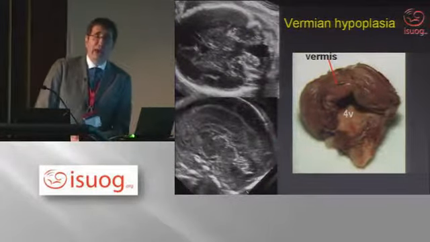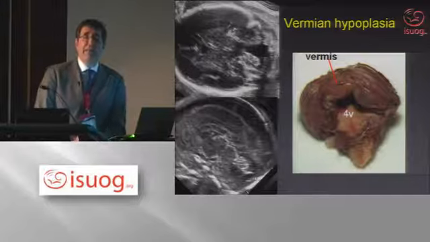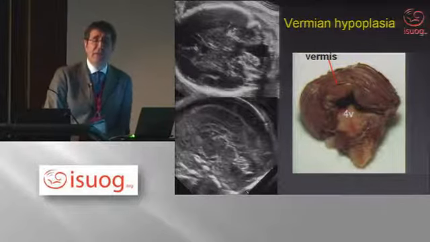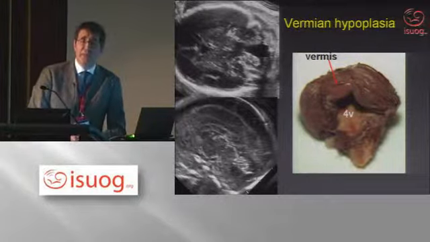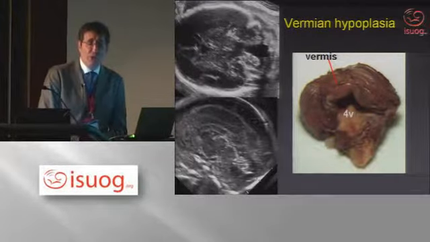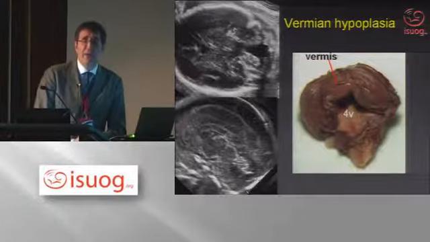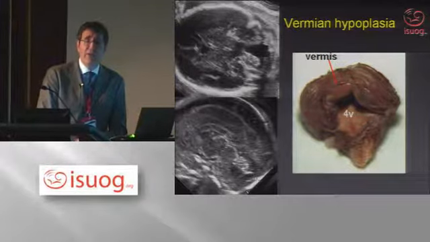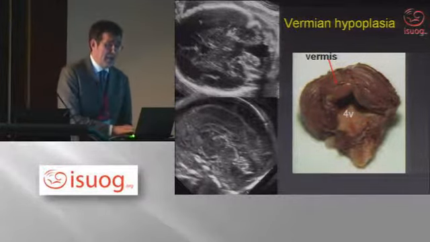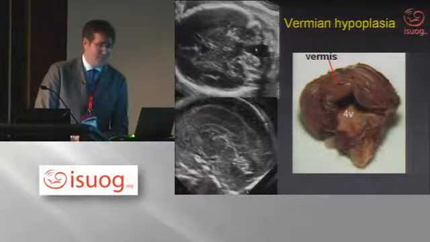This is vermian hypoplasia, the condition that used to be referred to as Dandy-Walker variant. Neuroradiologists had introduced this concept because it looks a bit like Dandy-Walker malformation, but it is really not. The main difference is that there is not an expansion of the cisterna magna. So the torcular herophili is in its normal position. And you make this diagnosis by demonstrating, as usual, that there is an open fourth ventricle.